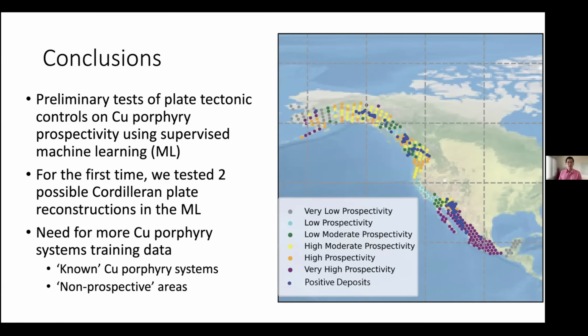And so just as a conclusion for this, for the first time, we've tested two possible Cordilleran plate reconstructions in machine learning code. That test took about a year to do, simply because there's so much data that has to be systematically made consistent and thought about to put it into these codes. And there's also a need for more copper porphyry system training data, meaning actual geologic data to train the system.